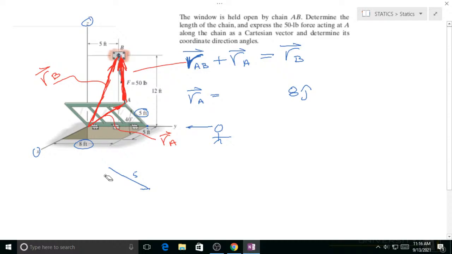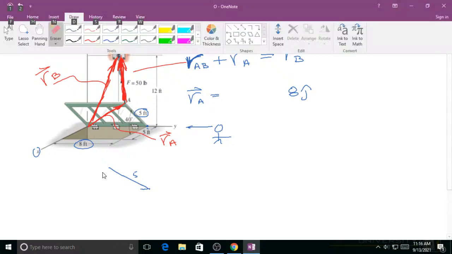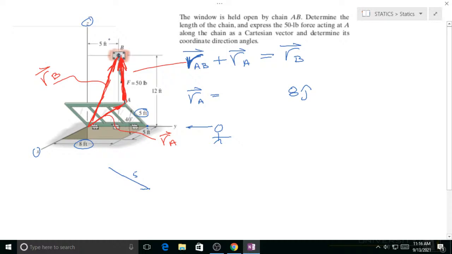But what does matter is that he tells us that's 40 degrees. So what I'm trying to find is the triangle, not the arc where it closes.